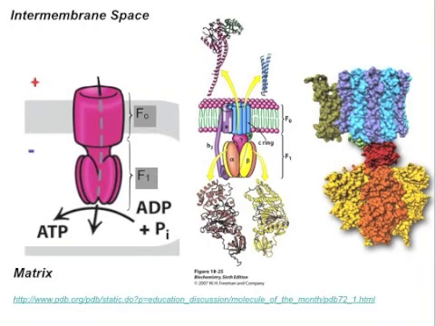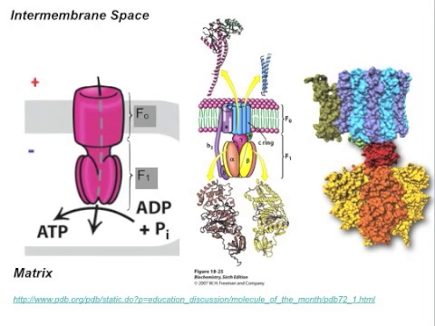In this diagram, we see three different representations of ATP synthase. In all cases, the intermembrane space is at the top of the slide, and the matrix is at the bottom of the slide. On the extreme left, we see a cartoon diagram of ATP synthase. And we can see that it is comprised of two main regions, F0 and F1. The F0 region is a place into which protons will flow, whereas the F1 region is a portion of the enzyme that actually synthesizes ATP.